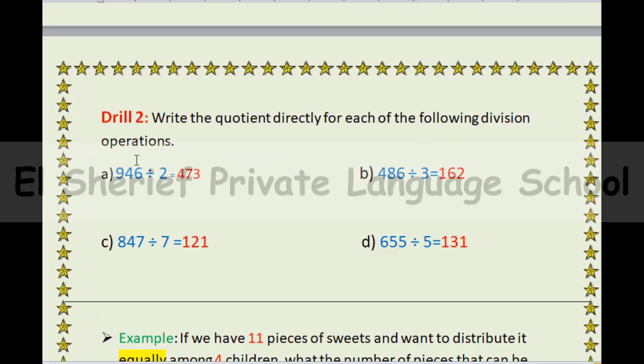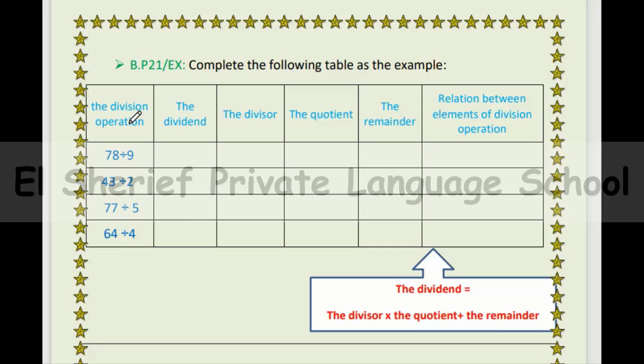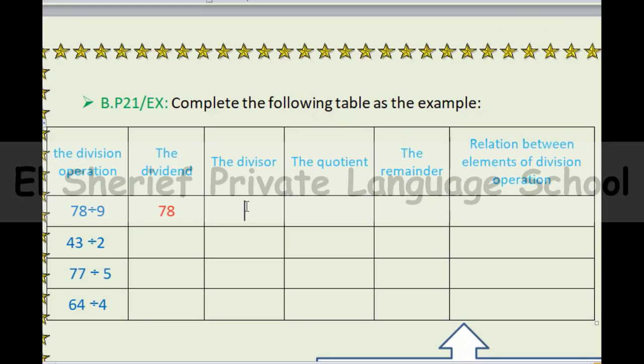So in the previous example, there are 2. 946 is dividend, and 2 is divisor, and 473 is quotient. Here we have no remainder. So we just have quotient, divisor, and dividend. Complete the following table as the example. Here we have the division operation, first one, 78 divided 9. The dividend is? Oh, the dividend is 78. And the divisor is 9.